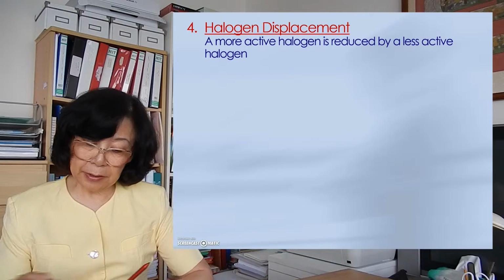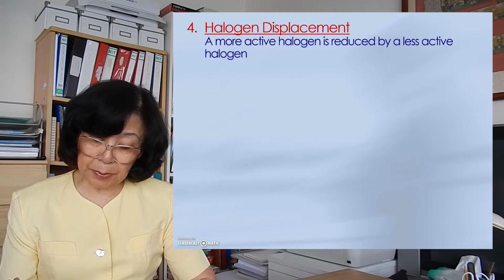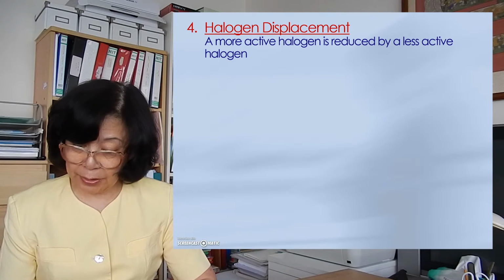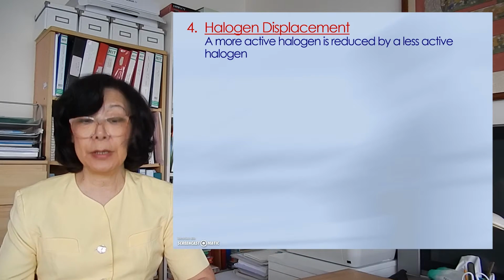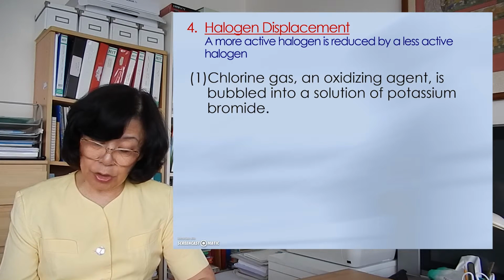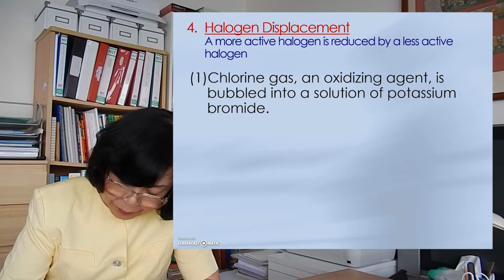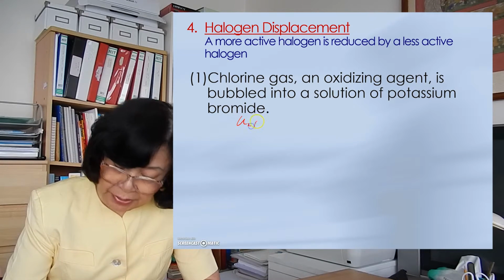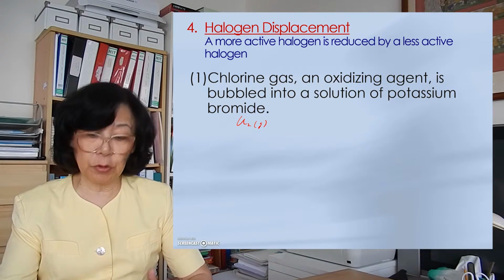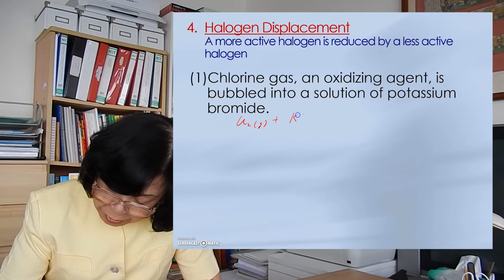Now the last category in the single displacement has to do with non-metal displacement. A more active halogen displaces a less active halogen. Okay, chlorine gas, an oxidizing agent, is bubbled into solution of potassium bromide. So we have chlorine gas. Now if it is an oxidizing agent, meaning itself will be reduced, added to KBr solution.